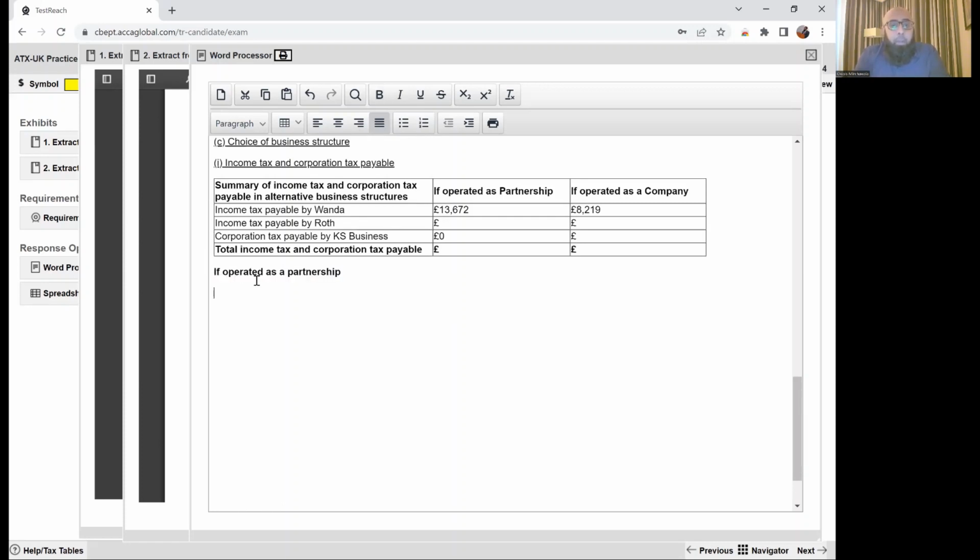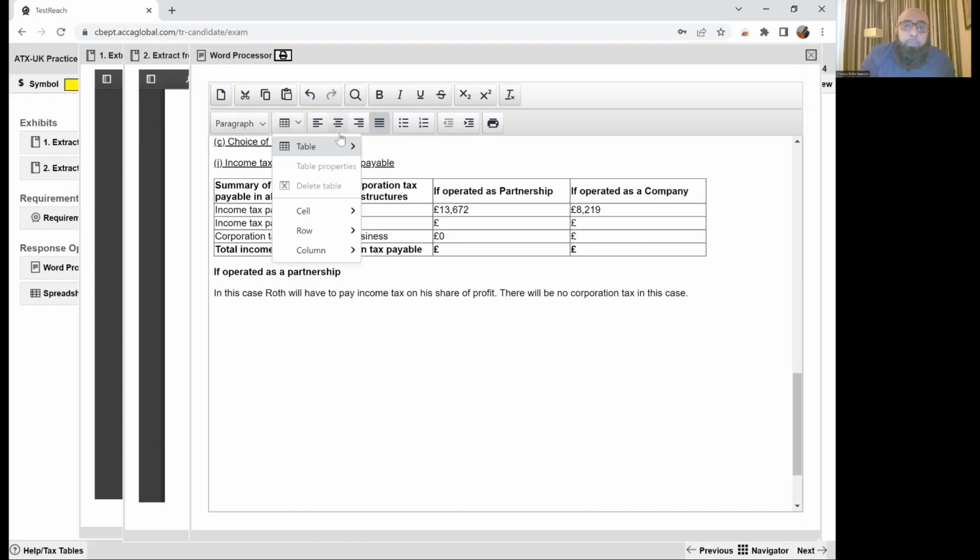In this case, ROT will have to pay income tax on his share of profit. There will be no corporation tax in this case. Now, what will be ROT's share of profit? Let's look at it.